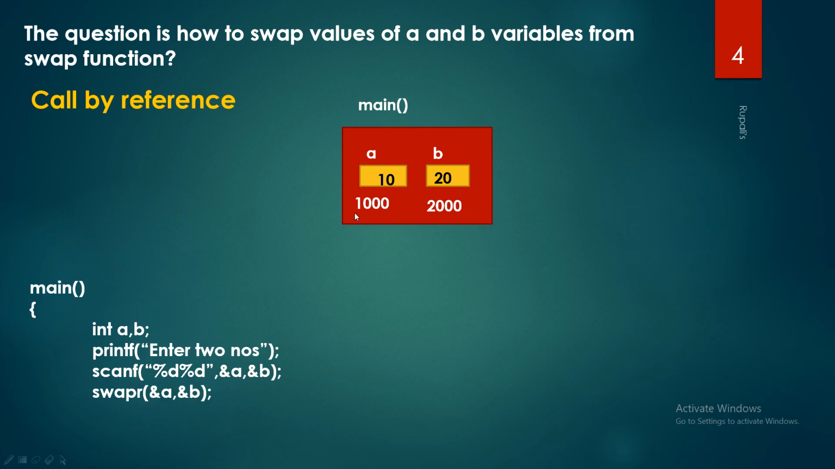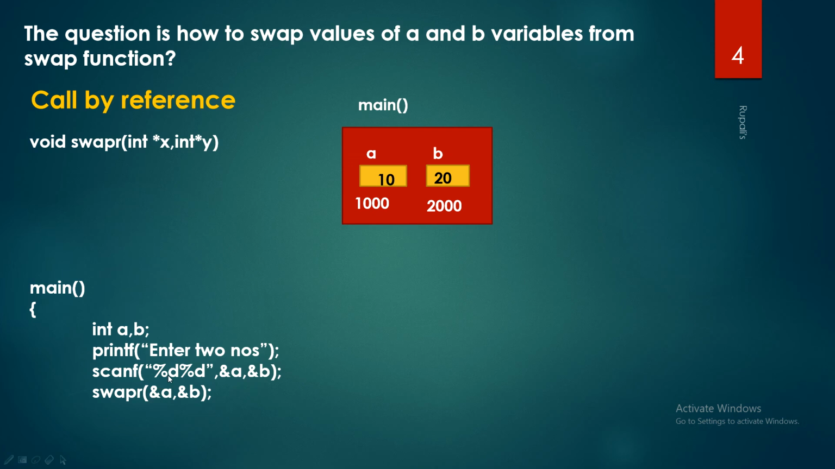Here the parameter is not 10, here the parameter is 1000. We are passing the address of A, that is 1000, and we are passing the address of B, that is 2000. That's why we are writing ampersand A and ampersand B. Now this is our swapper function.